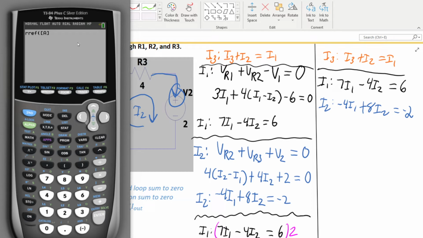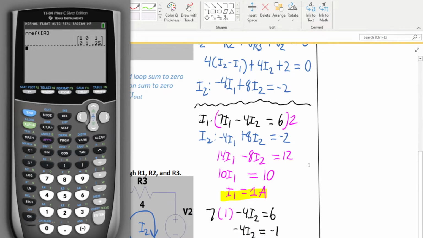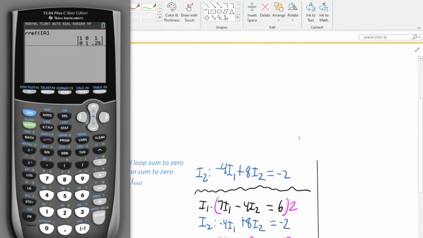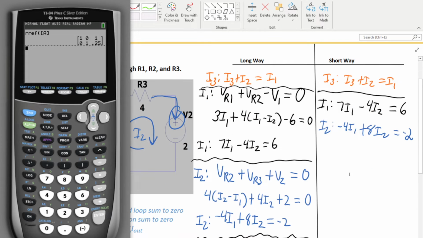And that's it. Then I press enter and I get 1 0 1, 0 1 0.25. And what does that mean? Well, remember, I1 was our first column. So this has a 1 in that first column. So that's saying I1 is equal to 1. And now it's saying 0, 1. And I2 was our second column. So it's saying I2 is equal to 0.25. And notice how that's what we got last time, right? We got I1 to be 1 and I2 to be 0.25. So we got the exact same thing, but here I didn't actually have to do any algebra. I let my calculator do it for me.